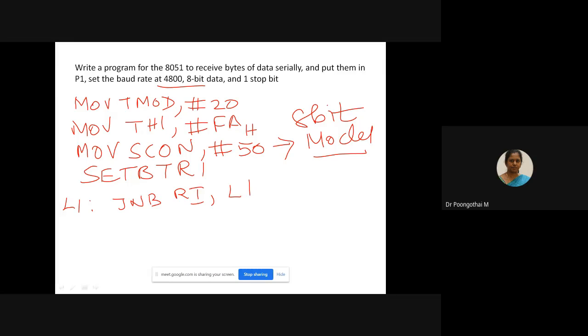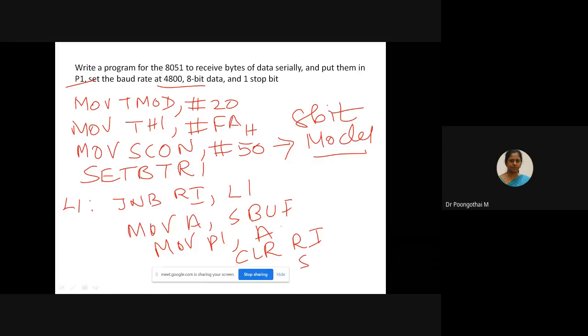If RI is set to 1, the data will be available in the SBUF register. So we have to move that register to the accumulator. After that, move the accumulator content to P1 and clear RI. SJMP L1, continuously monitoring the receive interrupt.